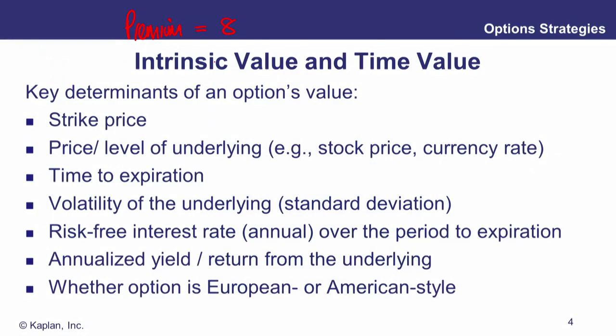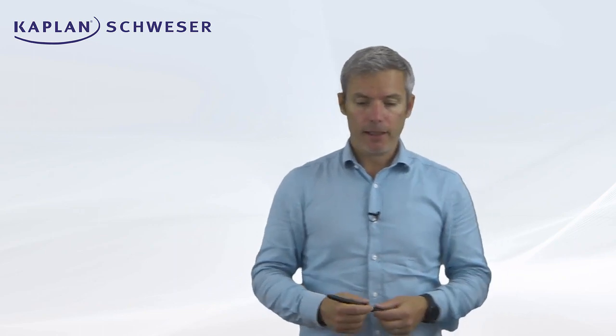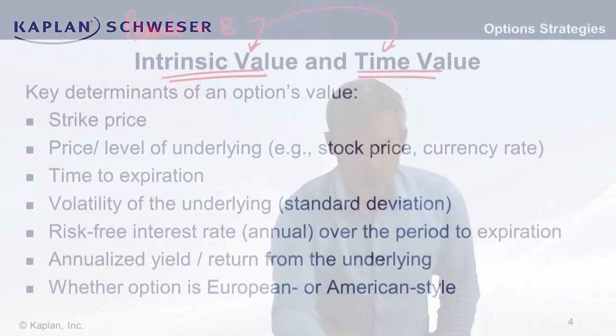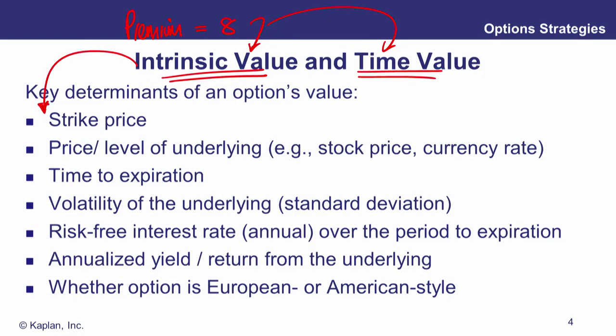This premium can be broken up into two components, the intrinsic value of the option and the time value of the option. So this is really thinking about what the components of that premium actually are. What drives intrinsic value? Well, intrinsic value is really just the value from exercising the option right now. So it's a function of the strike price of the option and the price or level of the underlying, so stock price or currency rate or interest rate of the underlying asset. So intrinsic value is really driven by where the strike price is relative to the underlying, or actually probably better put, where the underlying is relative to that fixed strike.